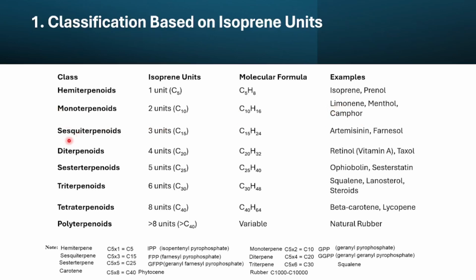Next is sesquiterpenoids, when three units of isoprene combine to form a molecular formula C15H24, and the examples of sesquiterpenes are artemisinin, farnesol. Next is diterpenoids, when 4 units of isoprene combine, the molecular formula is C20H32. Examples are retinol and taxol. Retinol is also called vitamin A.